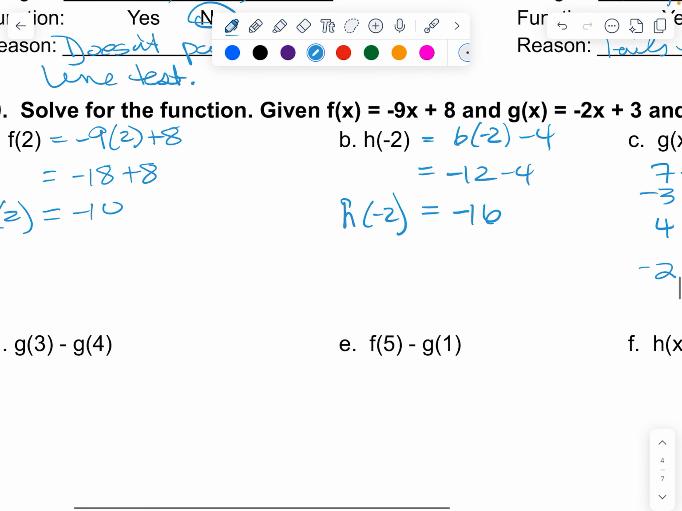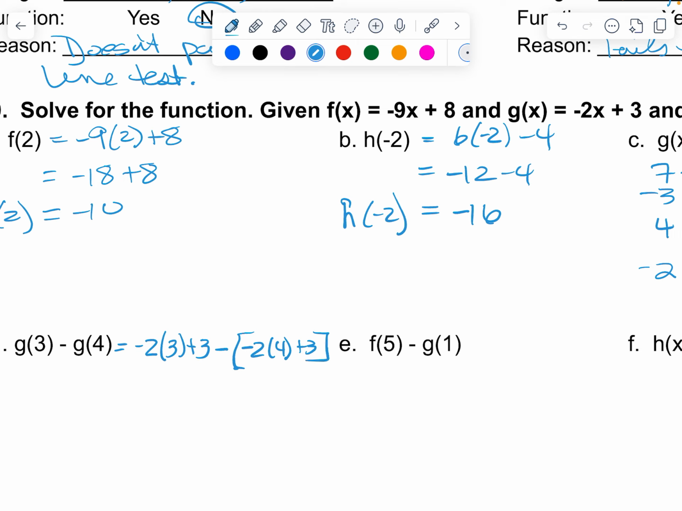Okay, g of 3. So that's going to get me -2 times 3 plus 3 minus -2 times 4 plus 3. So this is going to get me -6 plus 3 minus -8 plus 3. So this will get me -3 minus -5. That turns to a plus sign. So that gets me 2.